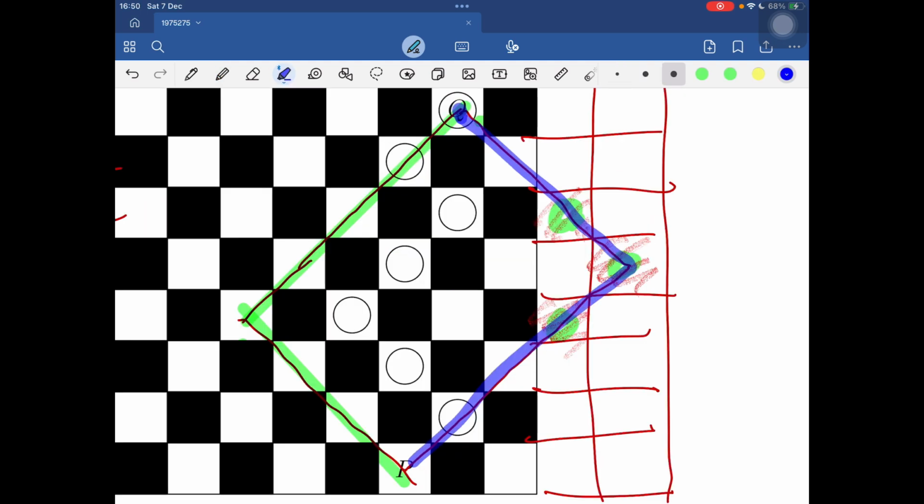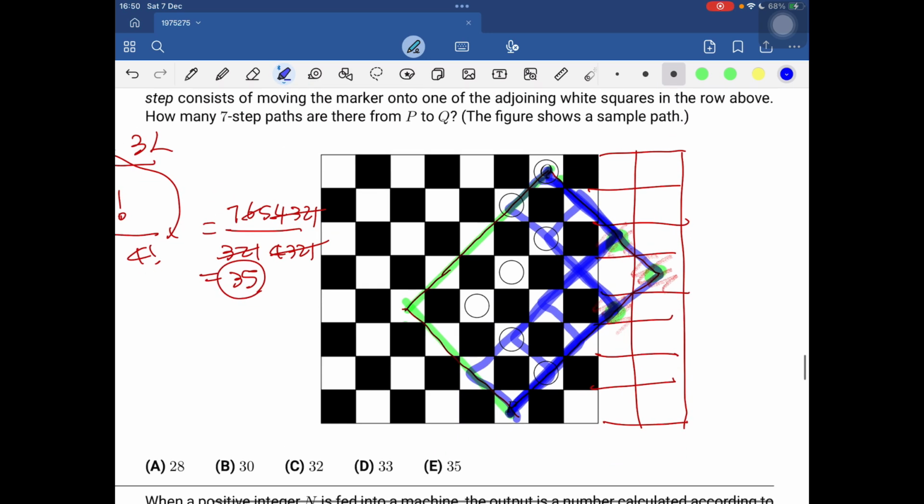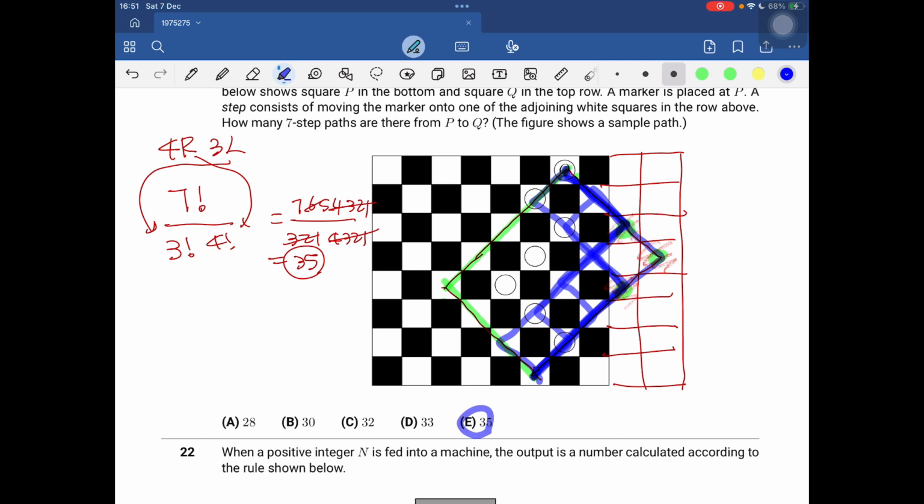Like 1, 2, 3, 4, 5, 6, 7. Oh, quite a lot. So when we pass by those 3 squares, which we cannot go, is like 7 different cases. So out of 35, we need to subtract the 7. So the final answer is 28.